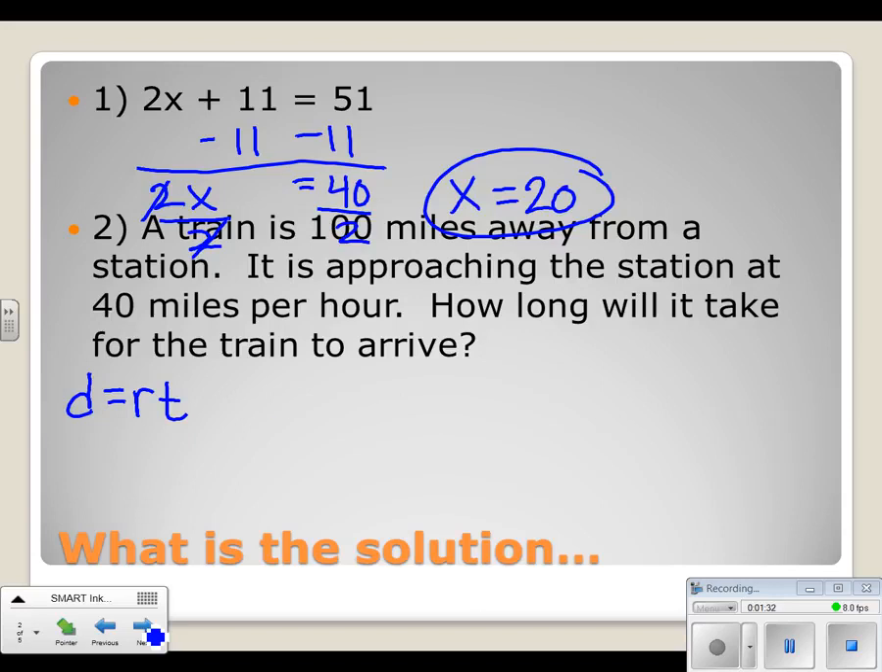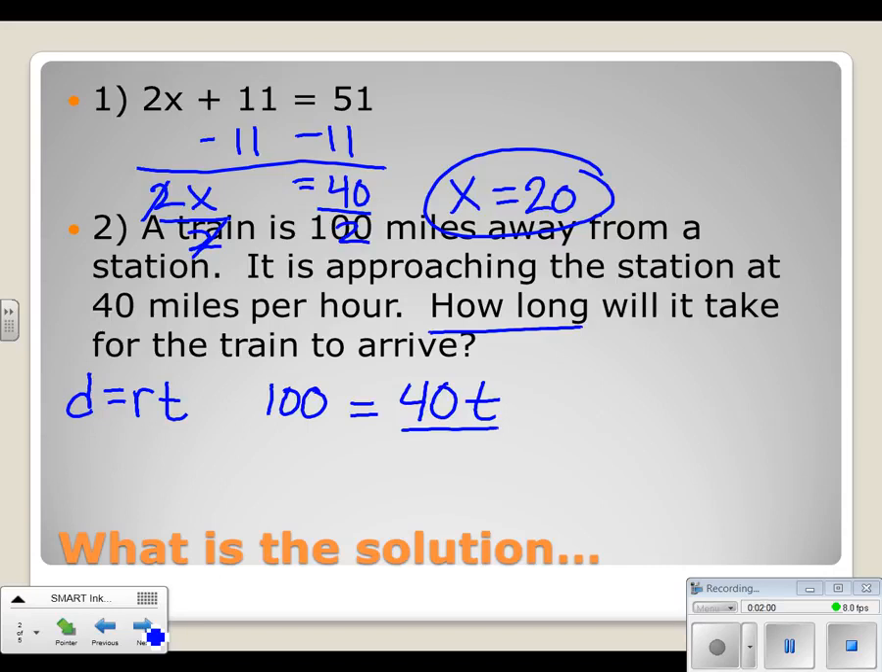It's 100 miles away. That distance equals the rate times the time, and it says it is approaching the station at 40 miles per hour. So the rate is 40, times the time, which is the t, what we're looking for. How long will it take? So the distance 100 is the same as that rate 40 times the time.